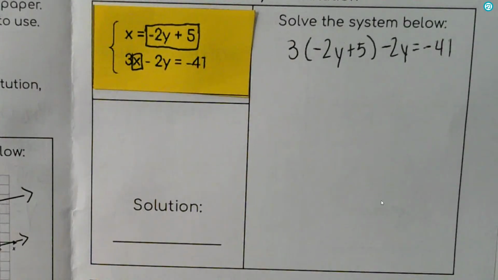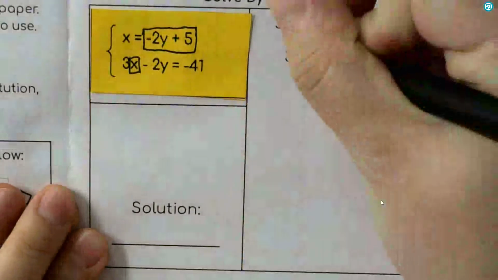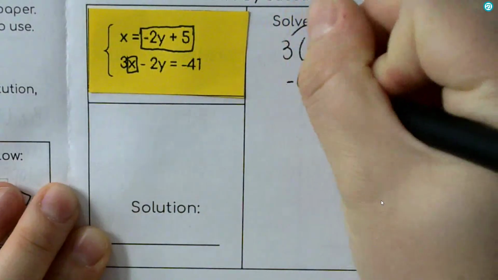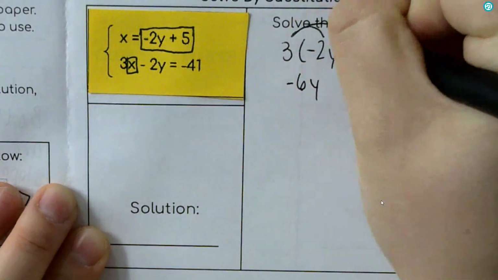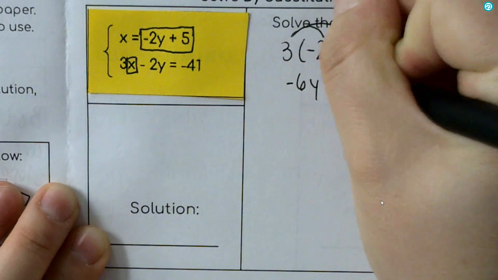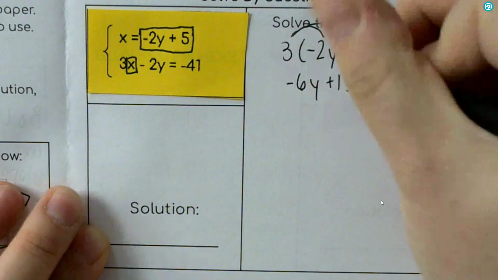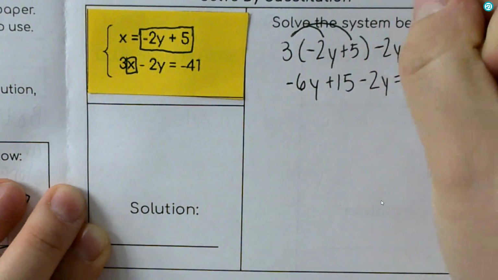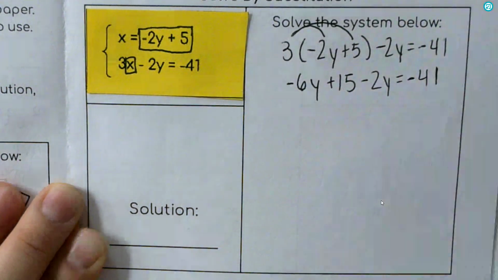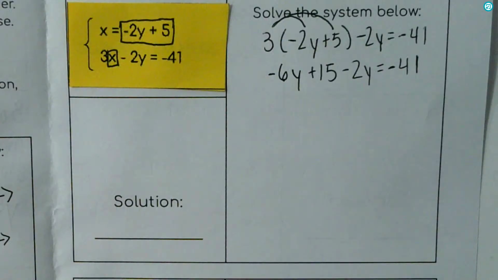Okay, we are going to start by distributing. Any questions about the substituting in? Okay, so we'll start by distributing. 3 times negative 2y is negative 6y. 3 times 5 is 15. And then I still have minus 2y equals negative 41. So I distributed my 3.